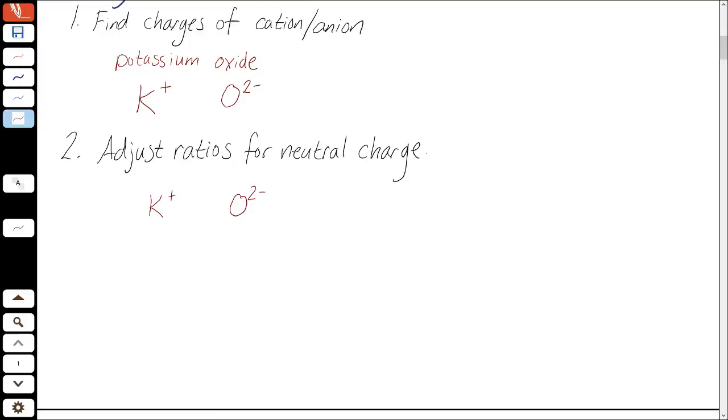Yeah, we need another K. So now we've got 2 plus total and 2 minus total. So together that's 2 plus and 2 minus, that's neutral. And then we can write down that formula. The way that we express that ratio is using a subscript 2 on the K to show that we need 2 potassiums for every 1 oxide.